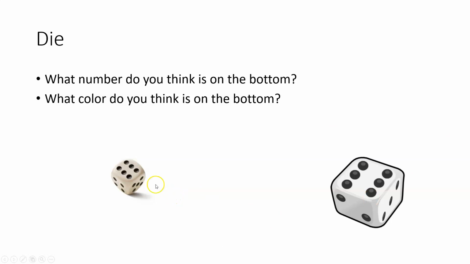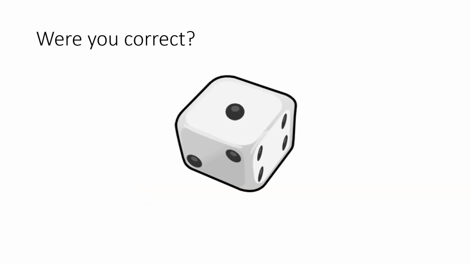So if the 6 is on the top, and these are 2 of the sides, and these are 2 of the sides, what number do you think is on the bottom? And then what color do you think is on the bottom? You can write those answers down towards the top of page 238. Then turn the block over. This is me turning the block over for you.